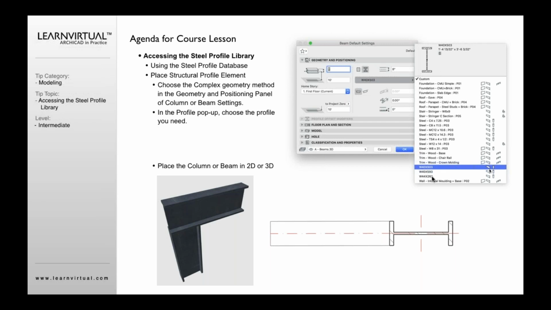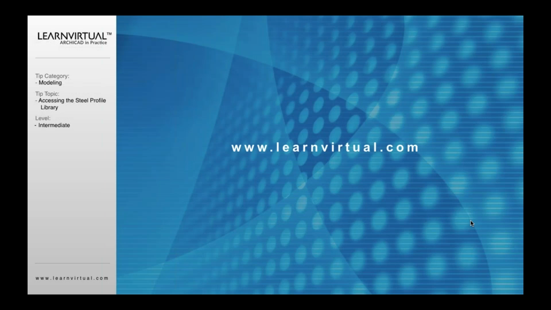So anyway, then you go ahead and add that in, and now you can start to place. You start to place the column and the beam either in 2D or 3D, depending on how you want to do that. That is our tip of the week.